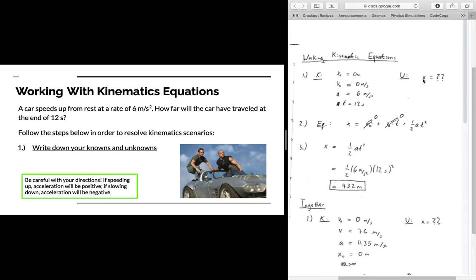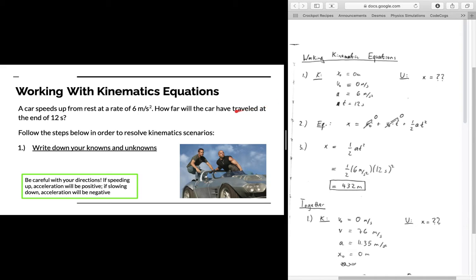And then lastly, in terms of our unknown, we're looking for our final position x. It does not state explicitly that we're looking for our final position in the problem, but it asks us how far will the car have traveled. So that means we're looking for a final distance or a final position, so x is our unknown.